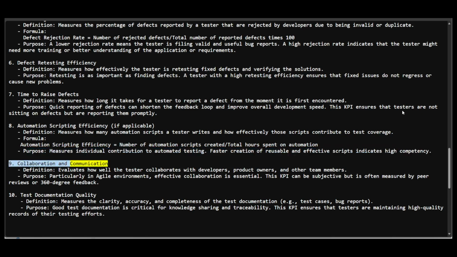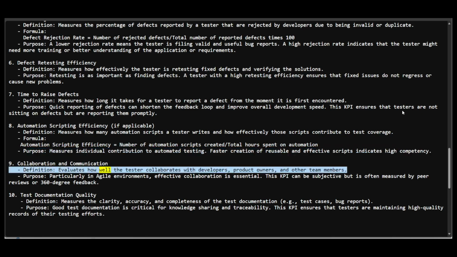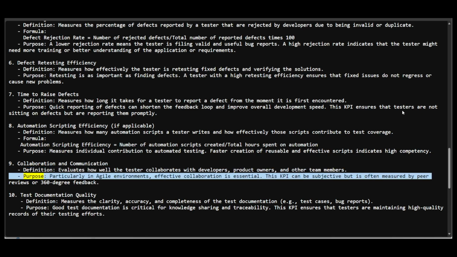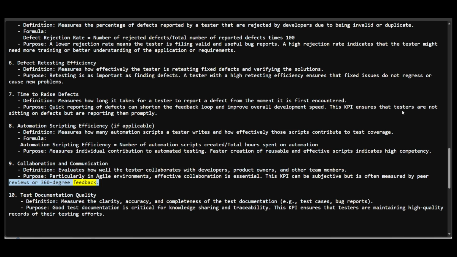9. Collaboration and communication. Definition: evaluates how well the tester collaborates with developers, product owners, and other team members. Purpose: particularly in agile environments, effective collaboration is essential. This KPI can be subjective but is often measured by peer reviews or 360-degree feedback.